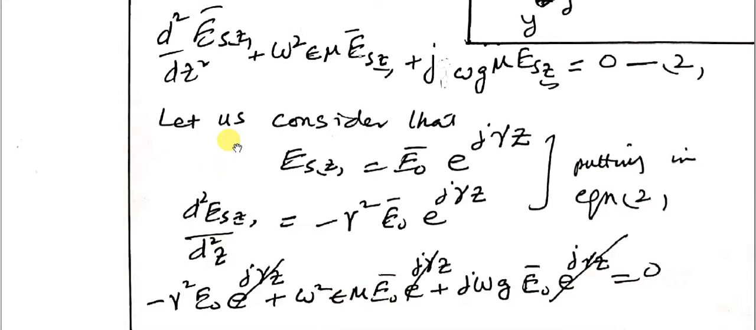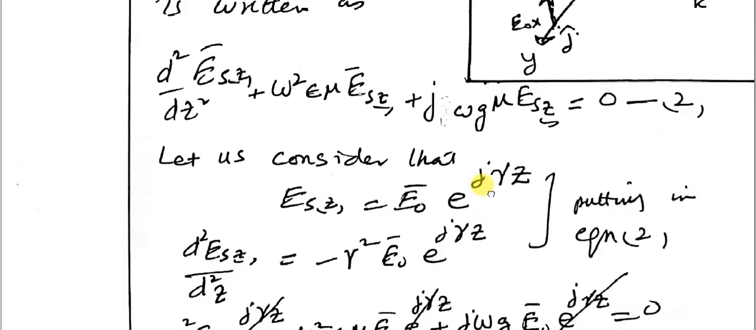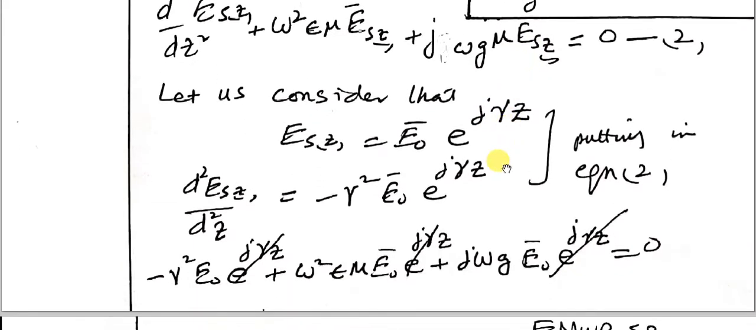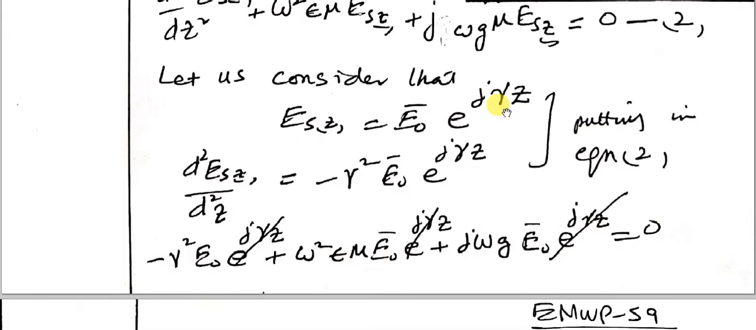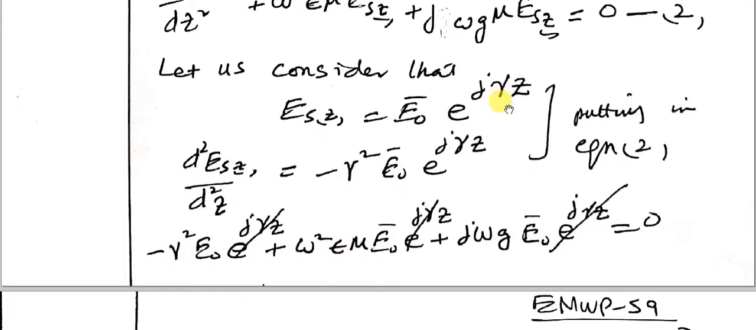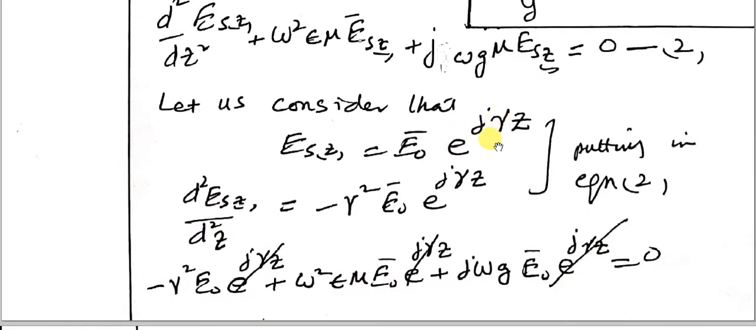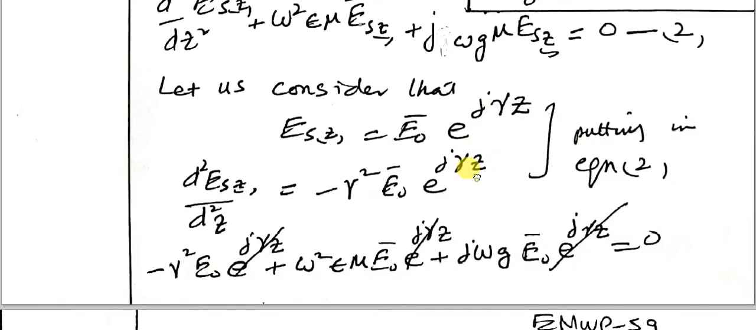Now let us consider that the E field function is described as E naught, which is amplitude, e raised to the power minus j gamma z, where gamma is now, inside the conducting medium, what we will be calling the attenuation constant or the propagation constant. In the previous case, for the non-conducting medium, we took k instead of gamma. Since we are now in a different medium, we are taking a different constant over here.